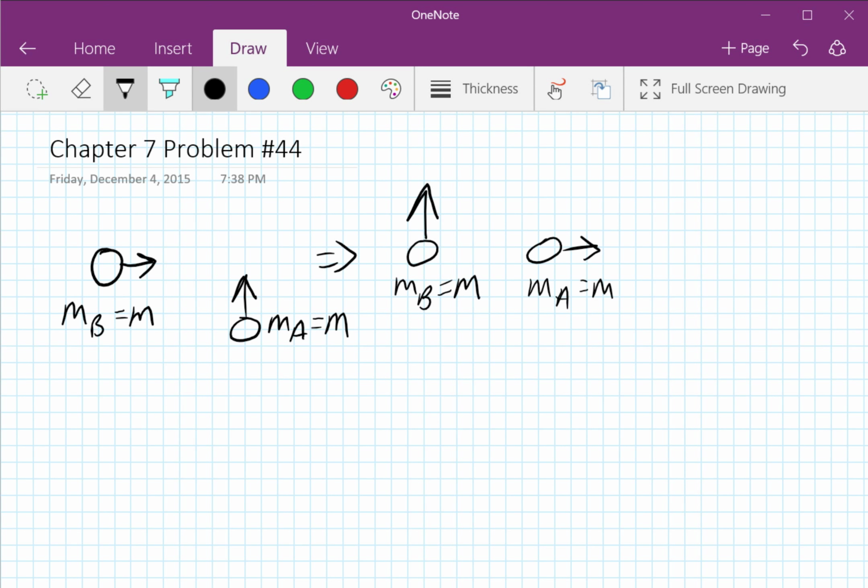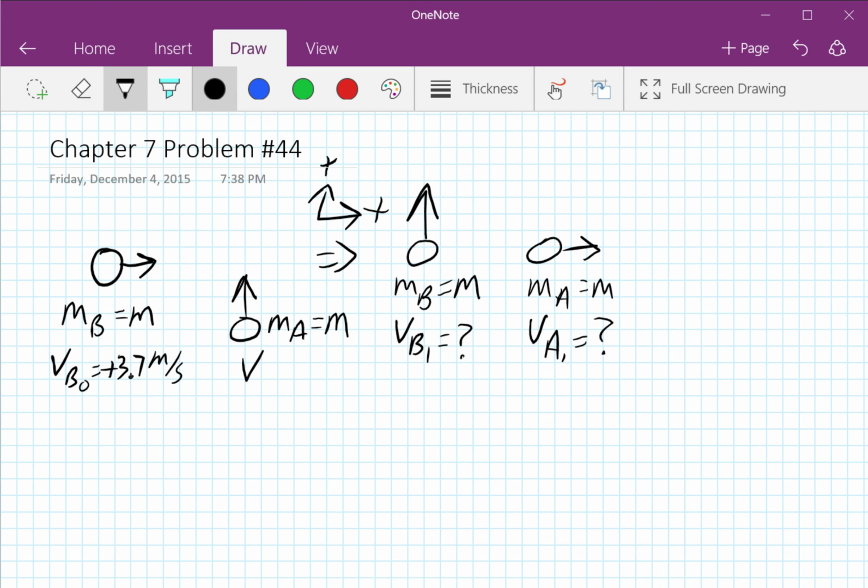equals M. We don't know the final velocity of B. We do not know the final velocity of A. We know the initial velocity of B, and I'm going to say going to the right and up is positive, so that means that my initial velocity of B is a positive 3.7 meters per second, and my initial velocity of A is a positive 2.0 meters per second.